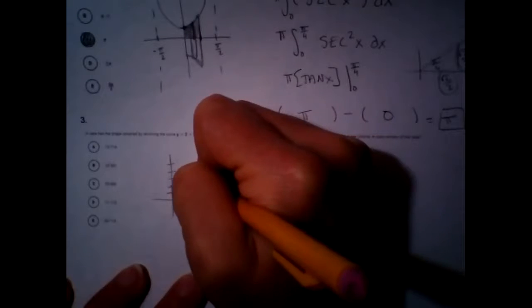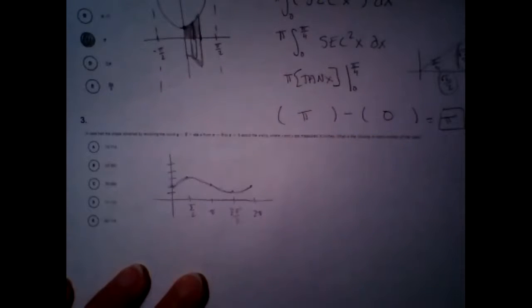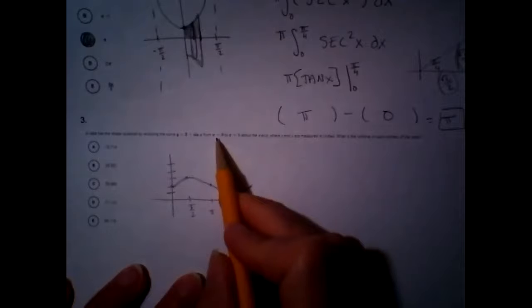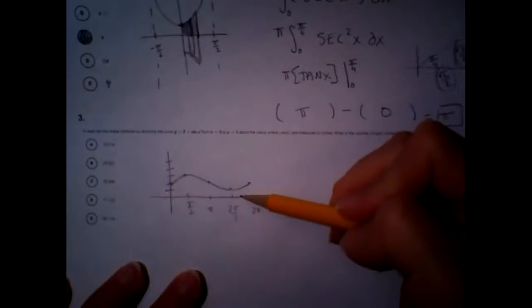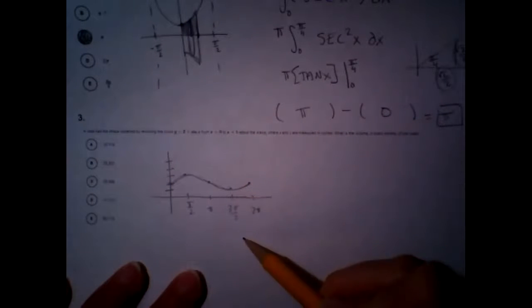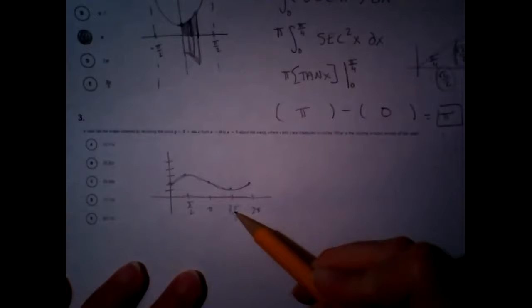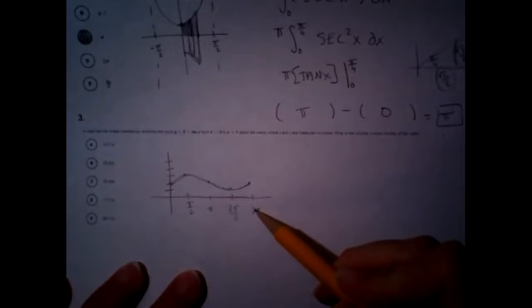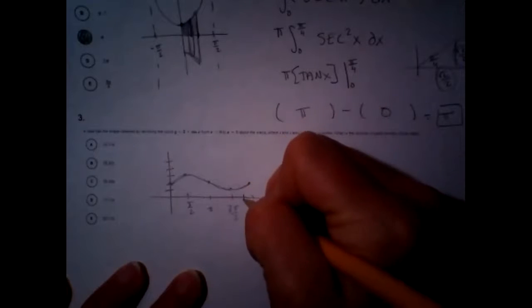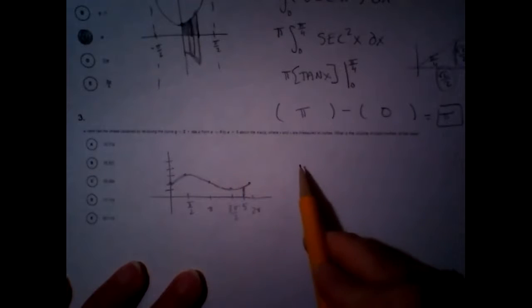All right, so something like that. So we are going to go from 0 to 5. So here's 0. 5 would be somewhere in between 3 pi over 2 and 2 pi. 3 pi over 2, that's going to be like 4 point something. 2 pi is going to be 6 point something. So 5 is going to be somewhere in between those. So we're going 0 to 5.